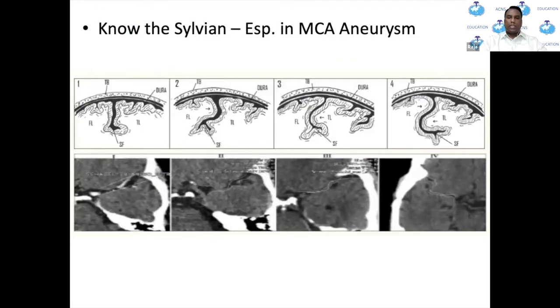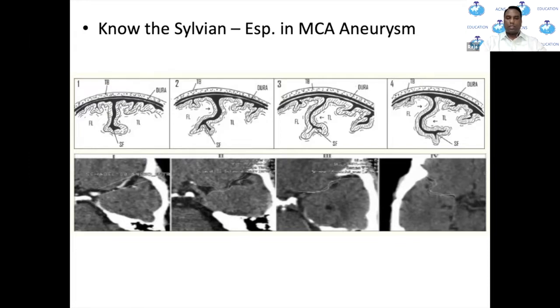Know the sylvian, especially in MCA aneurysms. As you know, there are different types of sylvian fissure, classically described by Professor Yasargil as atrophic, straight, then frontal herniating, temporal herniating, and frontal and temporal herniating as well. Why it is important is that you must know the location of the aneurysm, in which part of the sylvian it is. Before that, we must know where your M1 is.